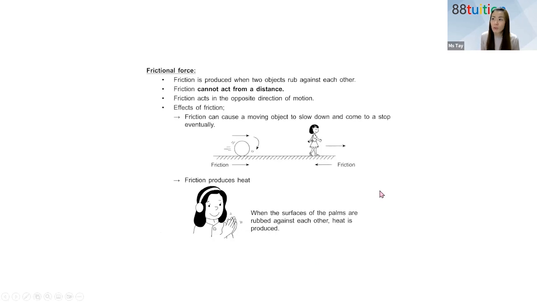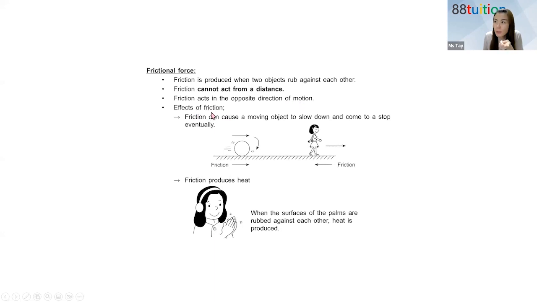Next one, frictional force. Something new you will learn in P6. Friction is produced when two objects' surfaces are rubbing against each other. That's the frictional force being produced. It cannot act from a distance. It must be in contact. So friction acts in the opposite direction of motion.